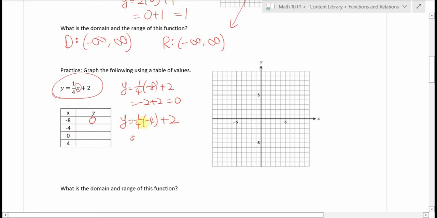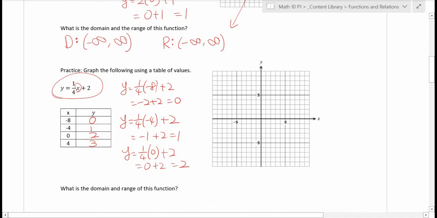Okay, 1/4 times -4 is -1, plus 2 is 1. You can do the same thing for 0. So 1/2, oh sorry, 1/4, not 1/2. 1/4 times 0 plus 2 is 0 plus 2, which is 2. And if you do the last one, you should get positive 3.